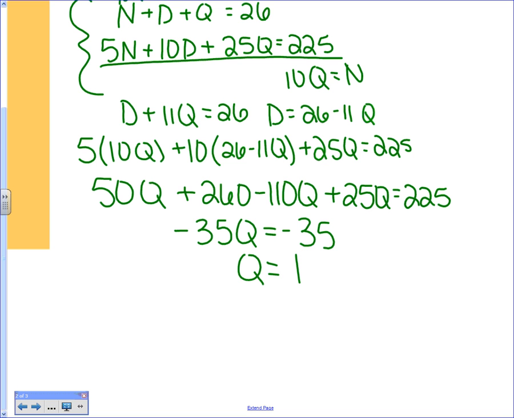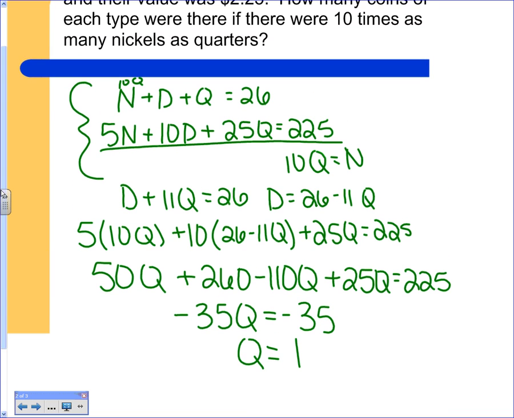So if you make a mistake, don't bother trying to find your other two. Go back and look at your equations. Reread the problem. Make sure you started with correct equations. If you think your equations are right, go back and rework it until you get that first variable correct. Because if I don't have my Q right, what's the point in solving for my D and my N, right? Okay, so I have 1/4.